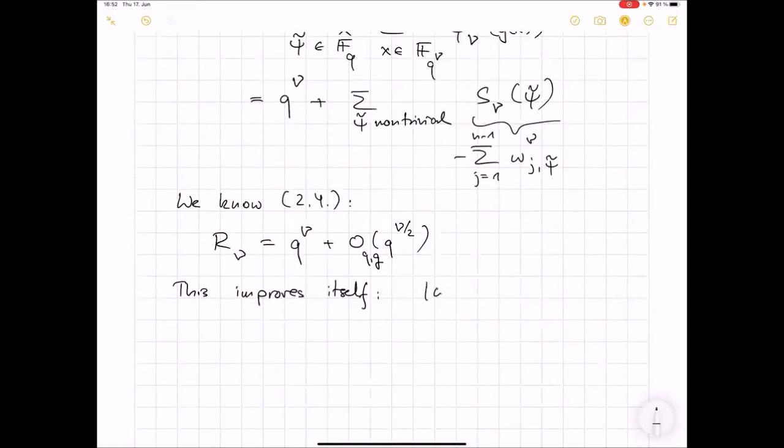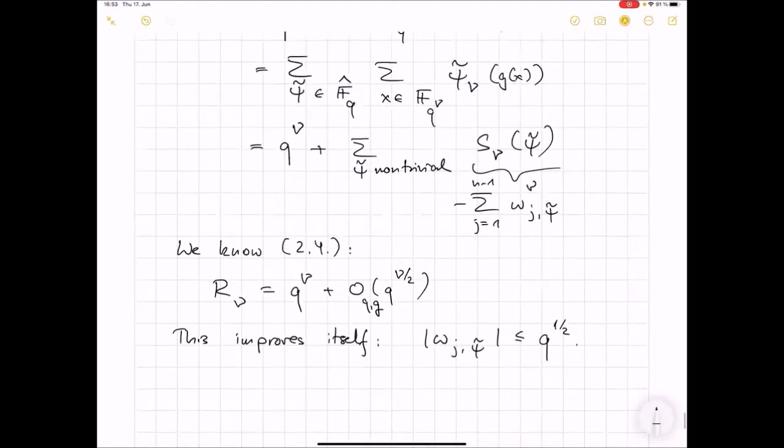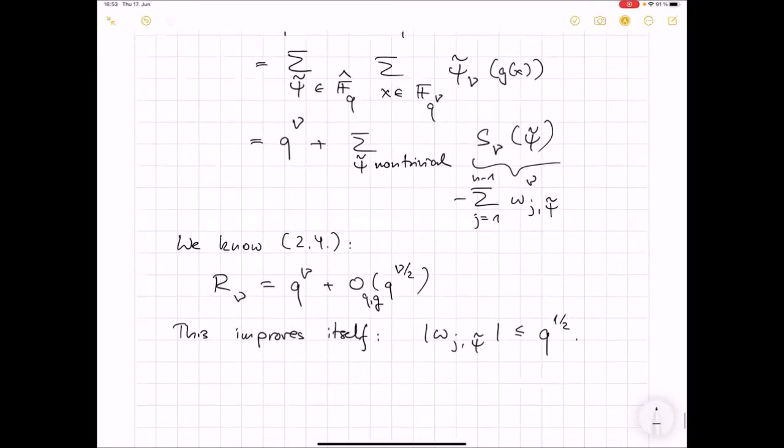And we get omega j psi tilde is bounded by q to the 1/2. Okay, and that's it. So a character sum is a sum of n minus 1 things, each of which is of size square root q. Okay, that's how it goes.